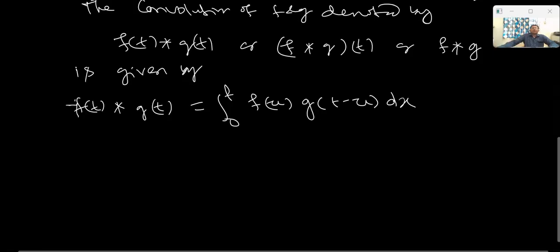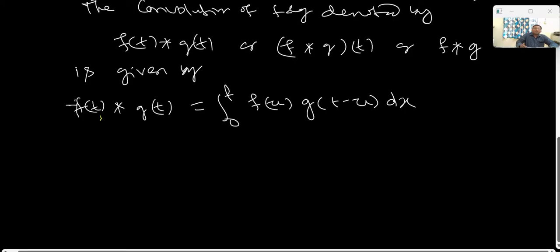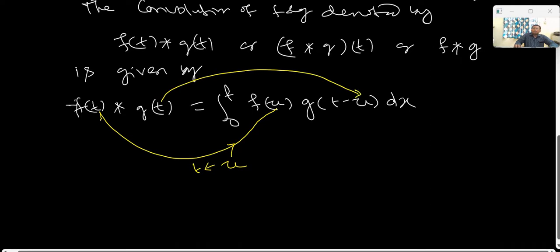You see here in convolution, your first t is replaced by u. The second t here is replaced by t minus u. It is f(u) g(t minus u) du. Now you can evaluate it to get the outcome.